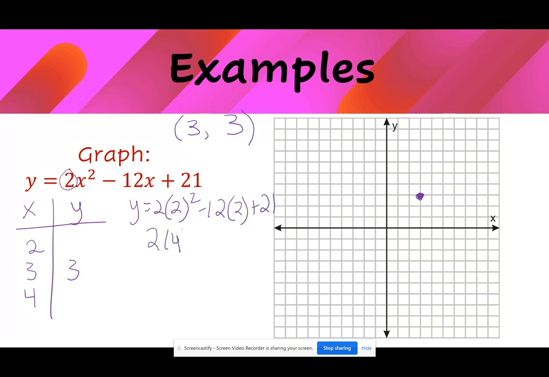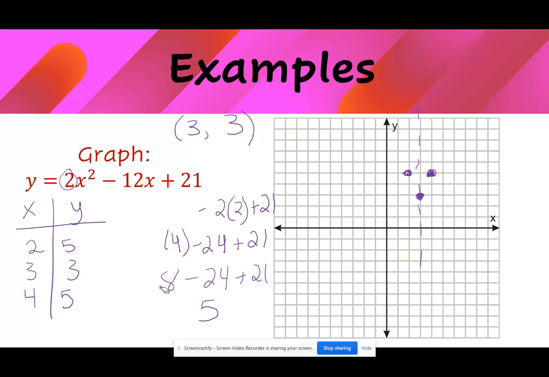So we have 2 times 4 minus 24 plus 21. 8 minus 24 plus 21. 8 minus 24 is negative 16. Plus 21 gives us 5. So we have 2, 5. And with our axis of symmetry, that means we get 4, 5 as well.